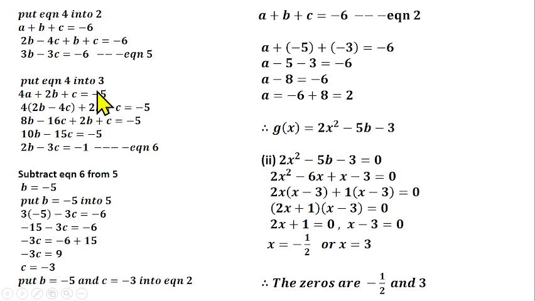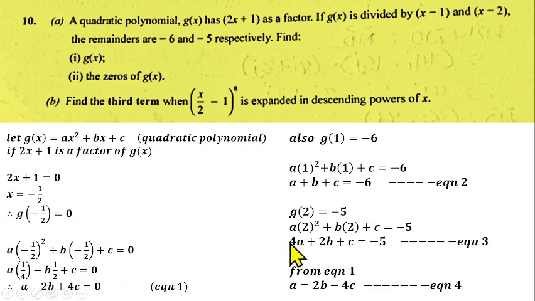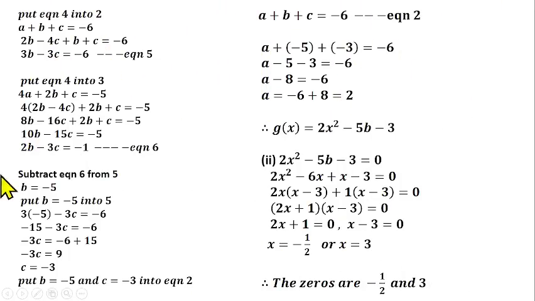Call this equation 5. Also put equation 4 into equation 3. So equation 3 is 4a plus 2b plus c equals minus 5. Anywhere you see a, you put 2b minus 4c. So we have 4 times (2b minus 4c) plus 2b plus c equals minus 5. Open the bracket: 8b minus 16c plus 2b plus c equals minus 5. Collect like terms: 8b plus 2b will give us 10b, minus 16c plus c will give us minus 15c equals minus 5.